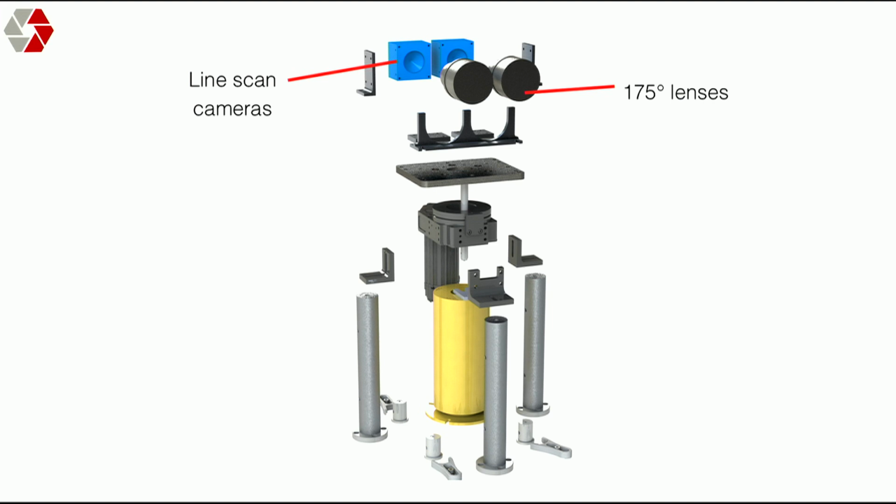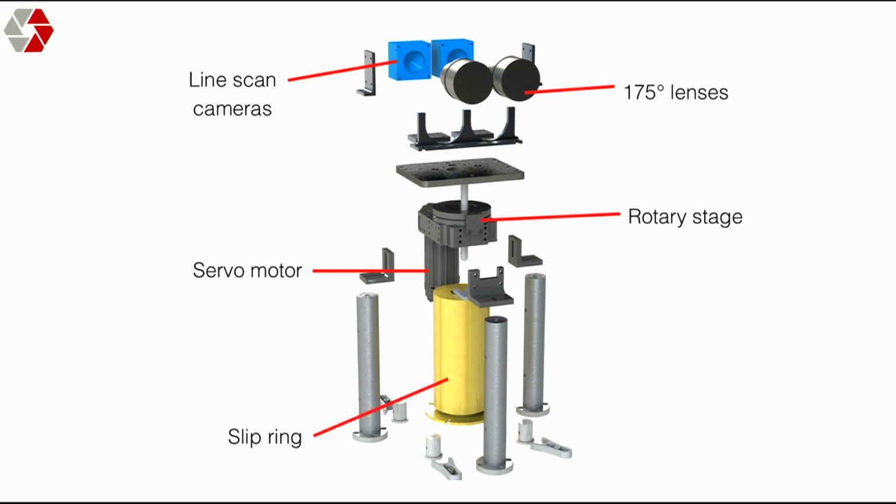We put a fisheye lens in front of each camera that has a 175-degree field of view, which allows us to capture a very large part of the scene that we want. These are mounted on a rotary stage, which allows all of this to rotate. That is then driven by a servo motor that can drive rotations up to 1,000 RPM. To allow the cables to not get tangled, we mount this all on a slip ring to allow essentially continuous connection to the cameras and power them.